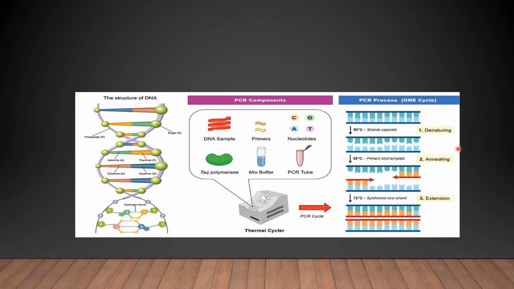The first step, that is the denaturation step, involves the treatment of DNA with 95 degrees centigrade. The second step, that is annealing, requires the temperature of 55 degrees centigrade, and the extension process, that is the synthesis of a new strand, requires the temperature of 72 degrees centigrade. This is the cycle of polymerase chain reaction.